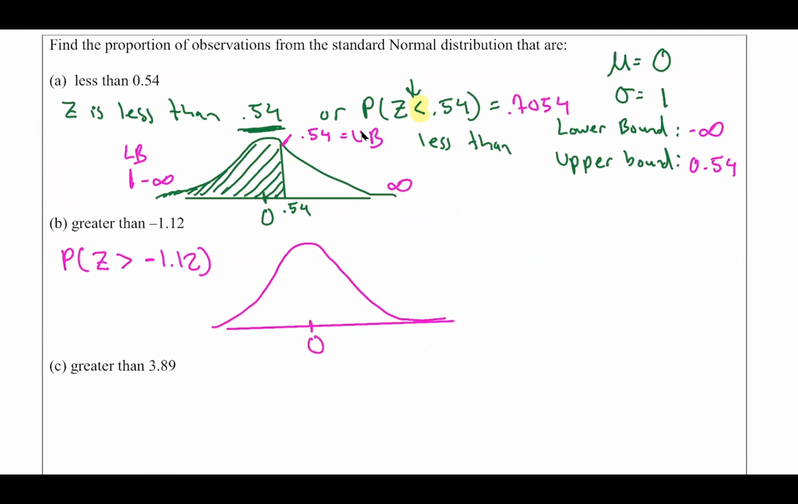Remember, you put 0 in the middle. Where does negative 1.12 fall in respect to 0? Does it fall to the left side or the right side? Left, yeah, good. So we'll put it somewhere over here, negative 1.12. It says greater than, which points to the right. Since it's saying greater than and pointing to the right, we want to shade the right-hand side.